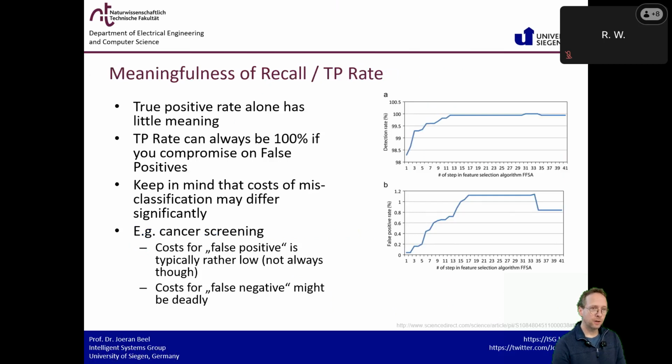So recall or true positive rate alone has very little meaning. It can always be 1 or 100% if you compromise on false positives. Please always, when you do machine learning or whatever, keep in mind the costs of these 4 things: true positives, false positives, true negatives, and false negatives. The costs can be different in different scenarios.